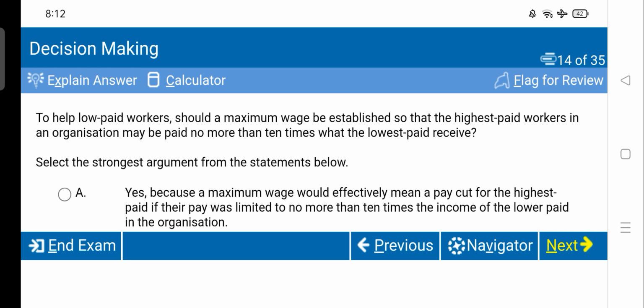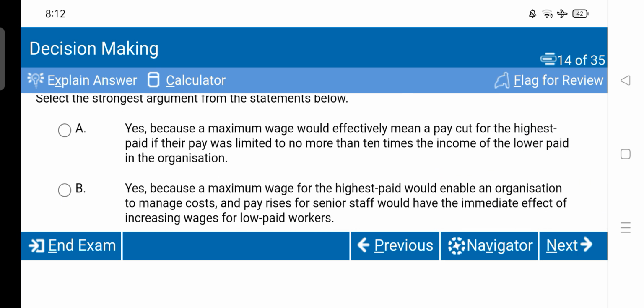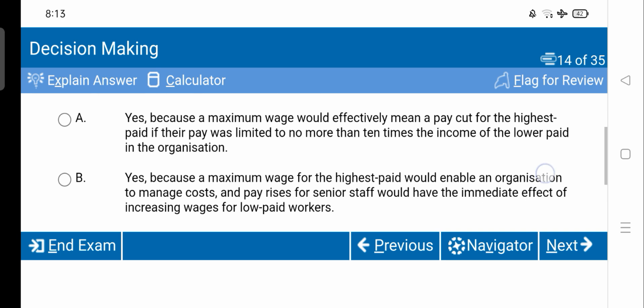To help low paid workers, should a maximum wage be established so that the highest paid workers in an organization may be paid no more than 10 times what the lowest paid receive? Select the strongest argument from the statements below. Option A, yes, because a maximum wage would effectively mean a pay cut for the highest paid, if their pay was limited to no more than 10 times the income of the lower paid in the organization.